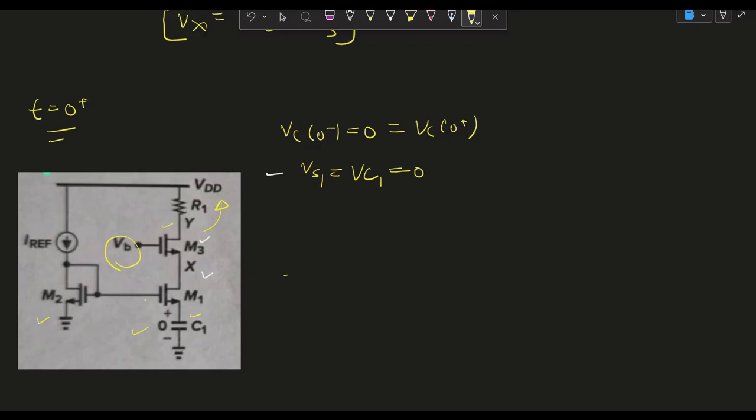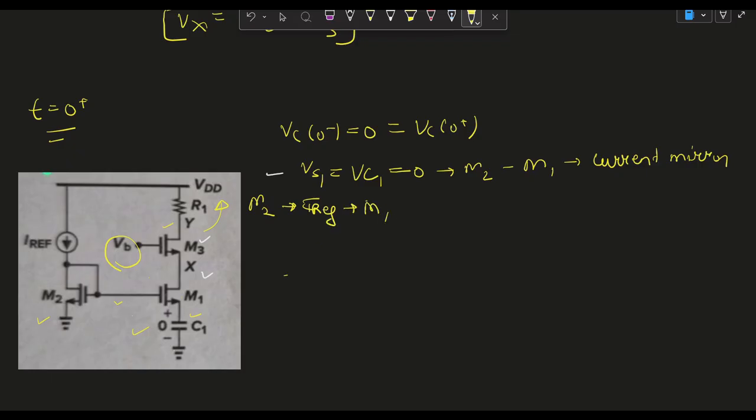If this is ground, then the gate voltage of the two MOSFETs and the source voltage of these two MOSFETs will have to be equal. For this time instance, M2 and M1 will behave like a current mirror. This M2 will try to push current IREF into M1.